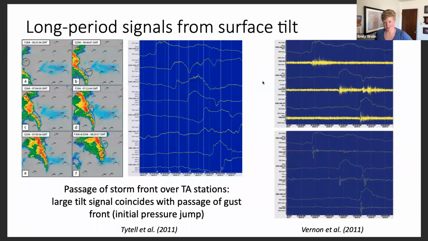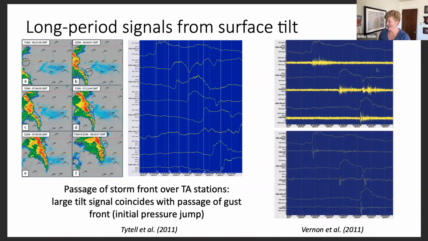Other things that can cause surface tilt are the passage of storm fronts, say, or more generally changes in atmospheric pressure that happen relatively fast over the span of a few hours. So this is a really cool study documenting the passage of a storm front. So these are different frames of a radar map, and you can see the red colors here. When the storm front hits the station, you get a long period signal.